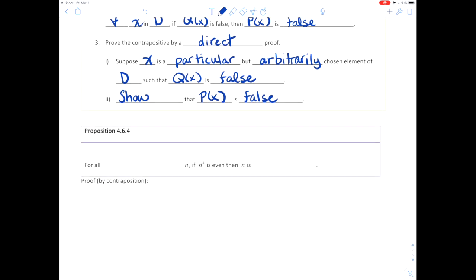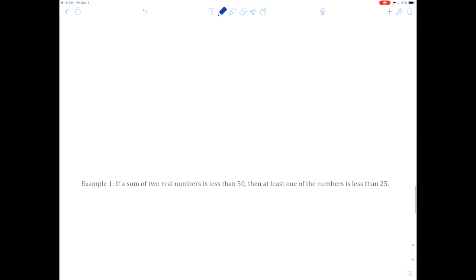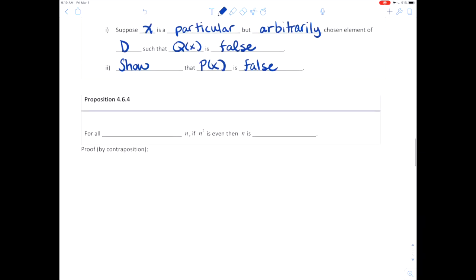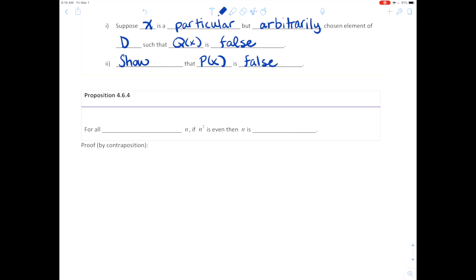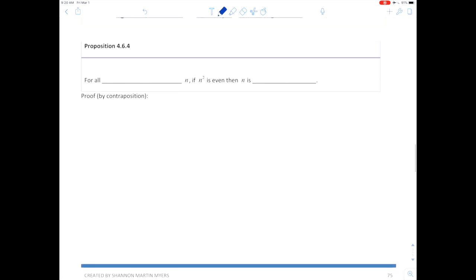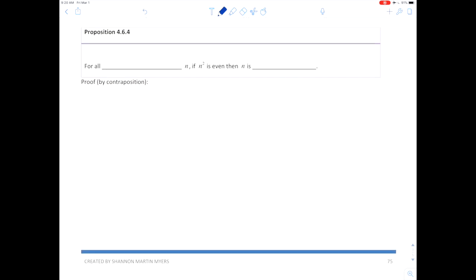So let's look at this next proposition. And what we're going to do with this guy is we're going to prove it both ways. All right? Because there's not only one way to prove things. So this proposition is for all integers n, if n squared is even, then n is even. Look familiar? All right. So proof by contraposition.